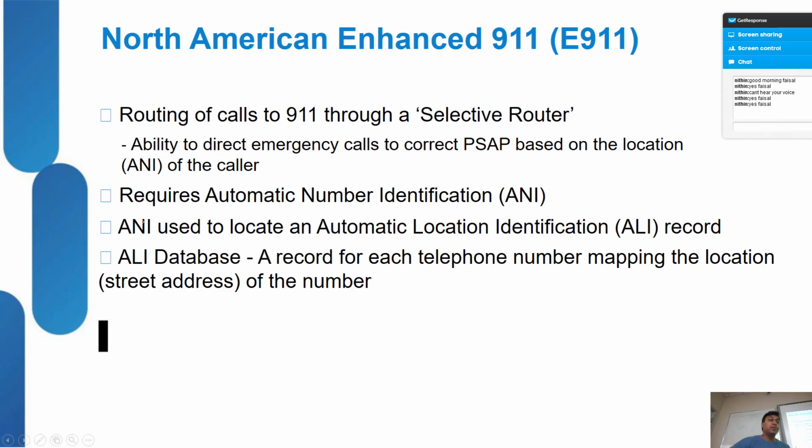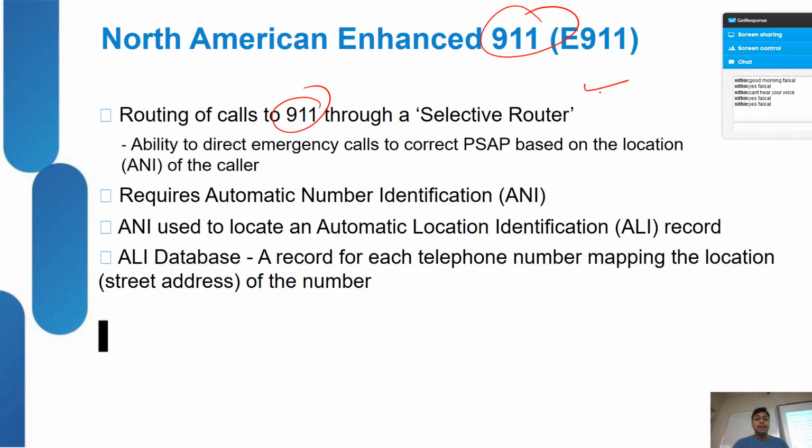Now in North America, the E911 routing of a 911 call through a selective router is usually done by your service provider. When you're home, choking on a pretzel, you dial 911, the call goes to Bell or Telus first. They will then route the call to 911, and when they do, they will advertise your caller ID and your phone address to them.